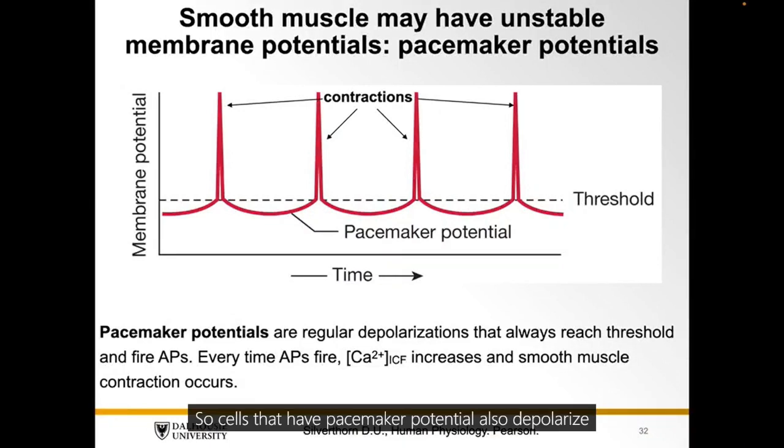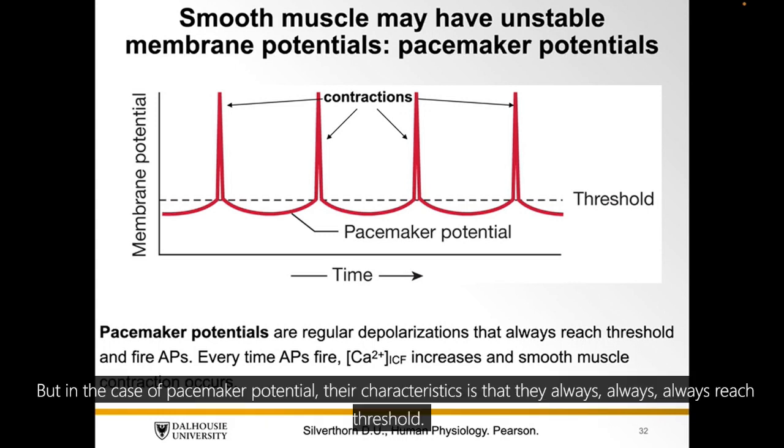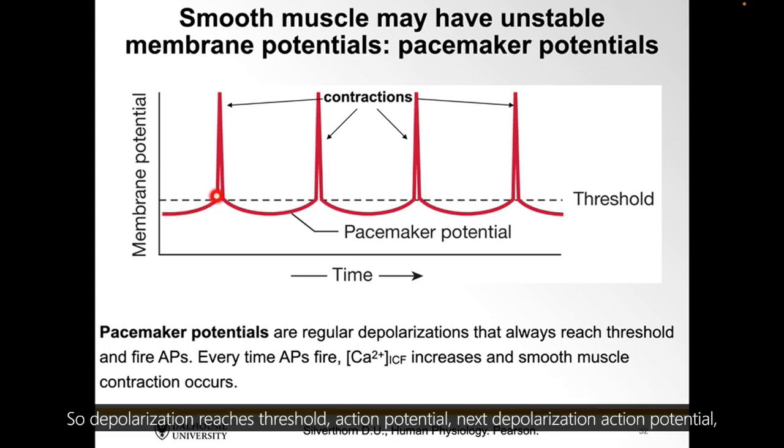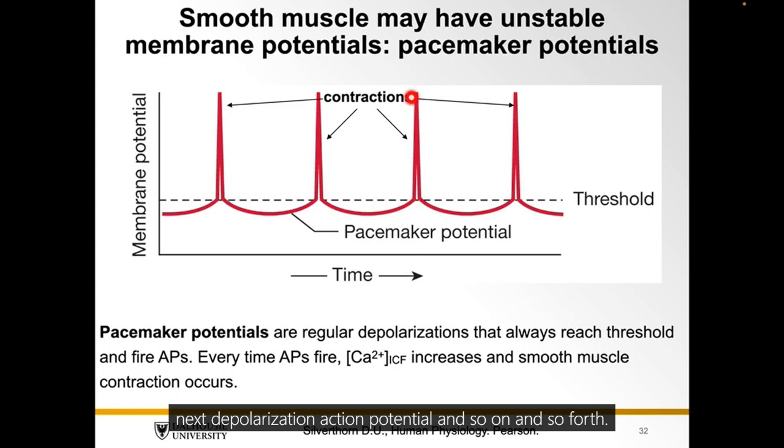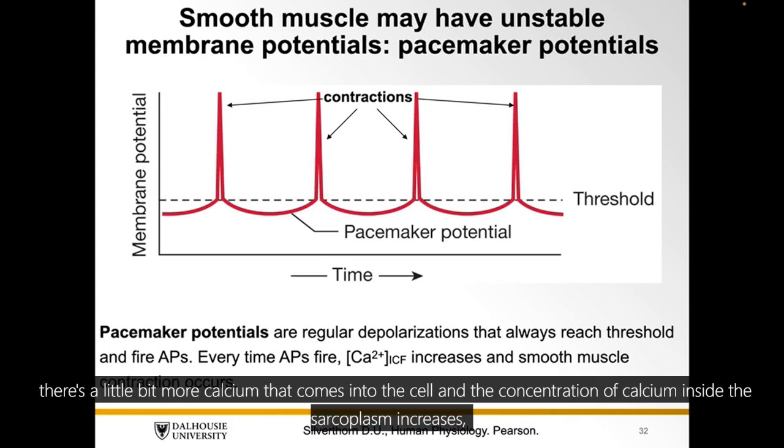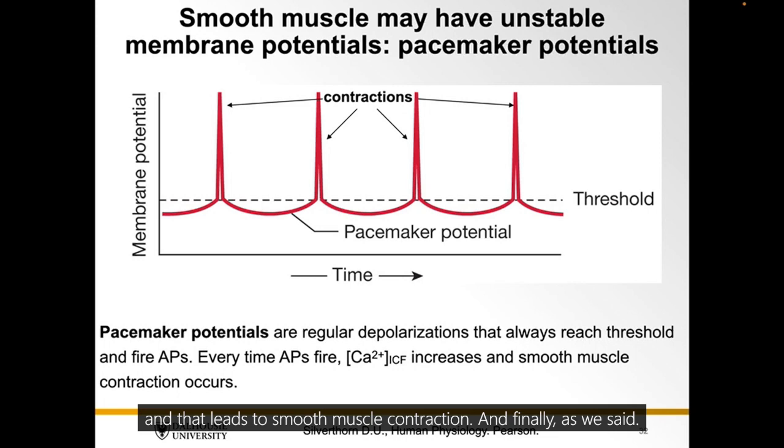So cells that have pacemaker potential also depolarize spontaneously without the need for additional stimulus. But in the case of pacemaker potential, their characteristic is that they always reach threshold. So depolarization reaches threshold, action potential. Next depolarization, action potential. Next depolarization, action potential, and so on and so forth. And every time that this action potential occurs, there's a little bit more calcium that comes into the cell, and the concentration of calcium inside the sarcoplasm increases. And that leads to smooth muscle contraction.